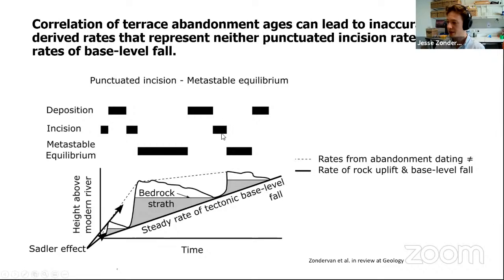In this case, the timing of incision is very punctuated. It's high rate. It's higher than the rate of base level fall. And if you were to correlate the dates of the terraces, the abandonment dates here, you would get rates that do not equal the rock uplift rate, nor do they equate to the real incision rates that are experienced during these short bouts of incision.